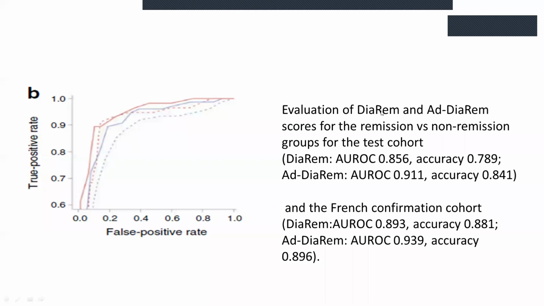So they evaluated the DIREM and AD-DIREM performance for the whole cohort. In this case, the area under the receiver operating characteristic curve was plotted. We see here that the AD-DIREM is represented in the 2 cohorts with solid lines, and the DIREM score is represented with the dotted lines in the two cohorts. So red is one cohort and blue is the second cohort. It was found in both that the AD-DIREM had a higher area under the receiver operating characteristic curve and also a higher accuracy.